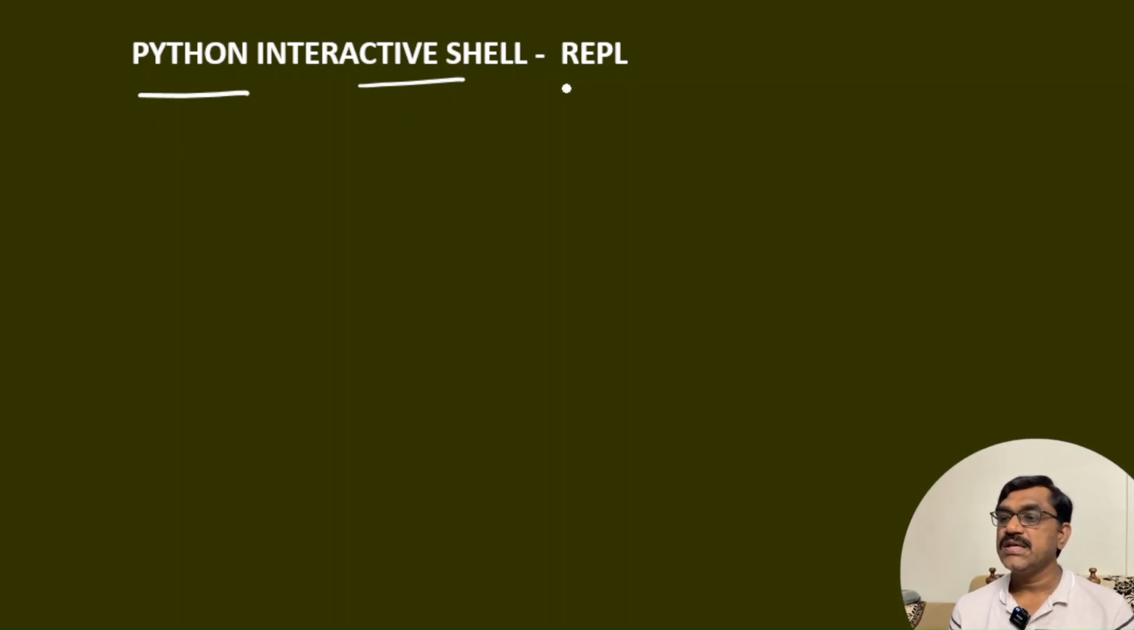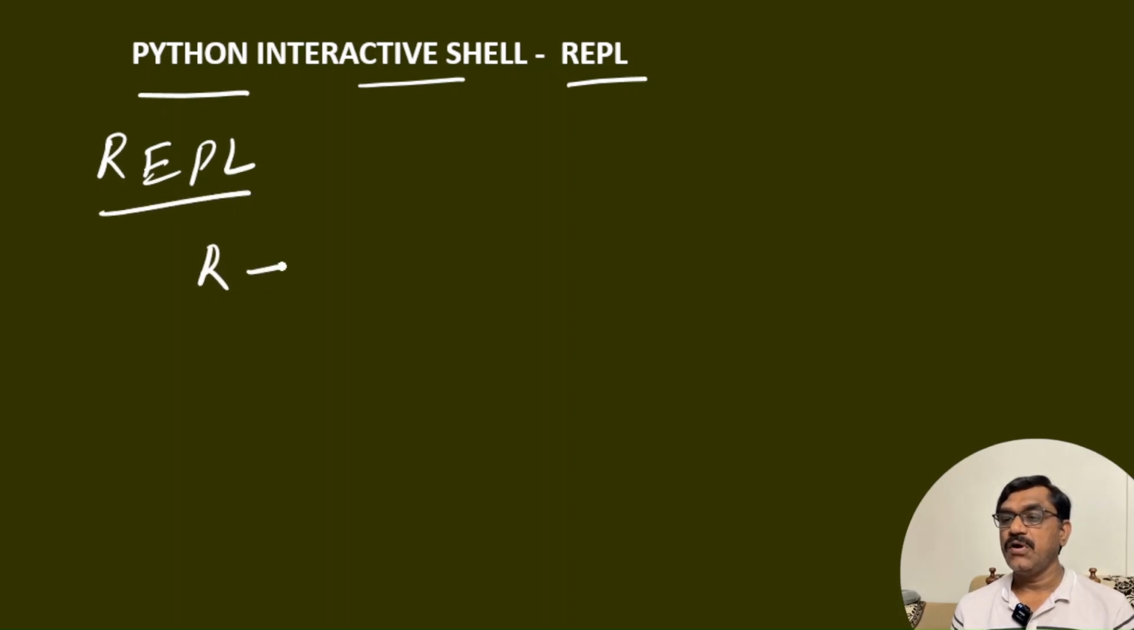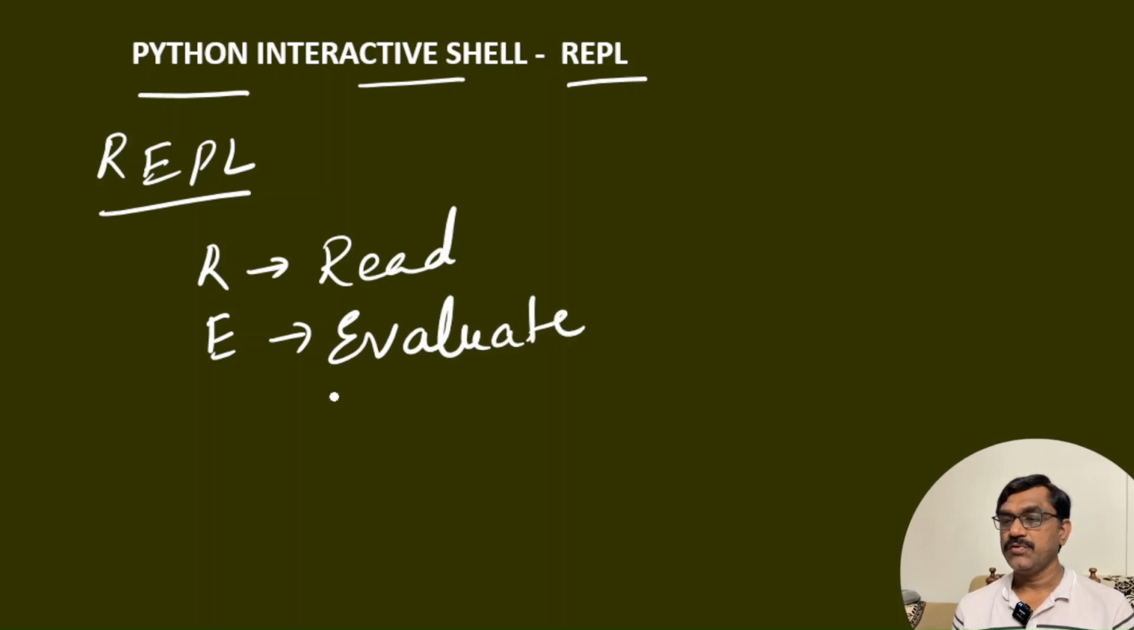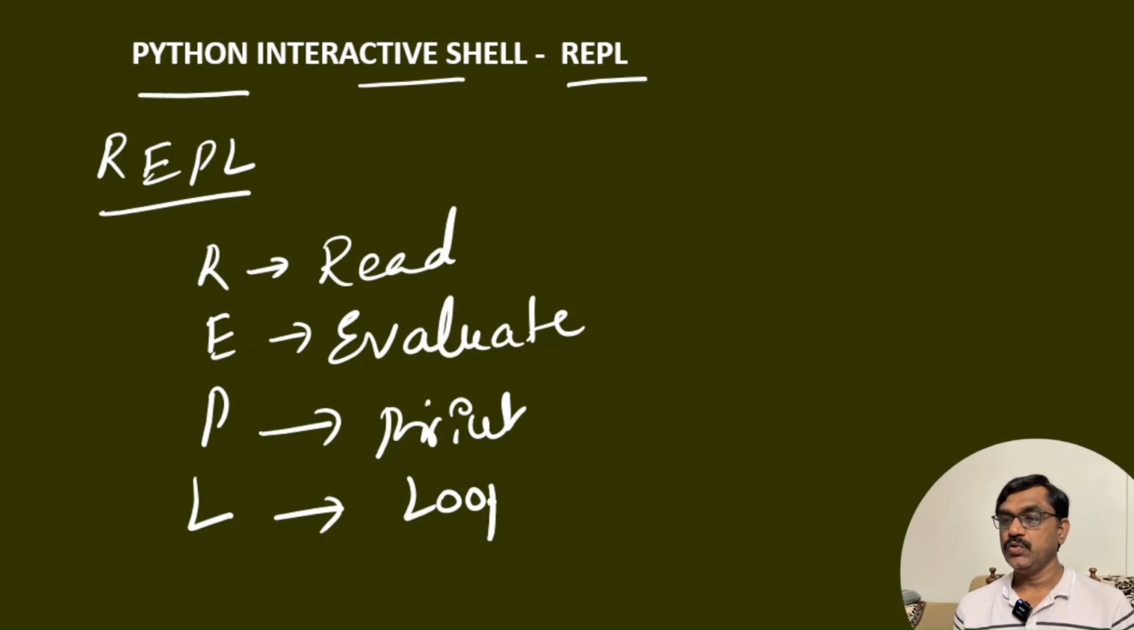Another name for this is REPL. What do you mean by REPL? R-E-P-L. The letter R represents read. Second letter E stands for evaluate. Third one is P. P stands for print. The last one is L. L indicates loop. Read, evaluate, print, loop.